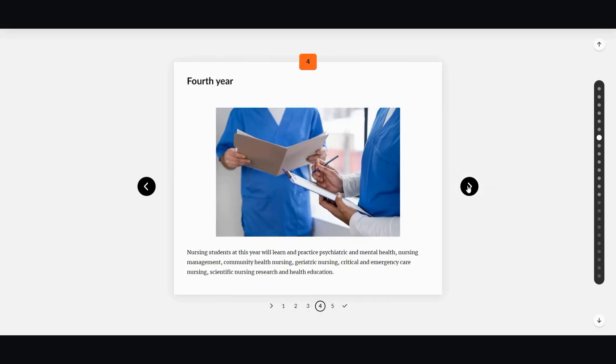In your fourth year, that's your third year in nursing, if you're following, you're going to study more specific nursing courses, such as psychiatric and mental health, nursing management and leadership. You will also study community health nursing, geriatric nursing, and critical and emergency care nursing. In this year you will also study scientific nursing research, and a course on health education.